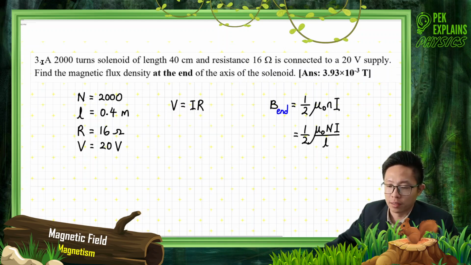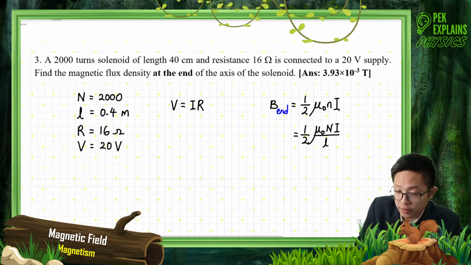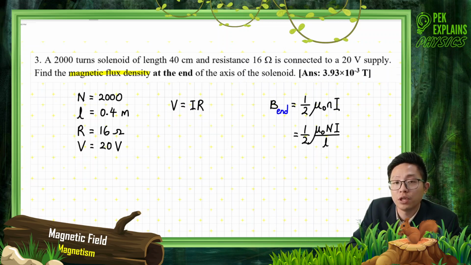Okay, now a 2000 turn solenoid of length 40 cm and resistance 16 ohm is connected to a 20-volt supply. Find the magnetic flux density at the end of the axis of the solenoid. What the question asks for is magnetic flux density. Again, magnetic flux density is the same as magnetic field strength or magnetic field intensity. So it wants the B. At where? At the end of the axis, not at the middle, at the end.